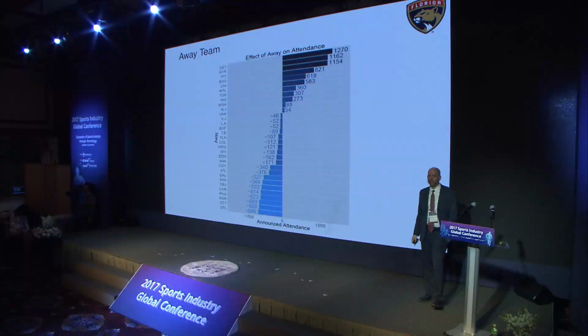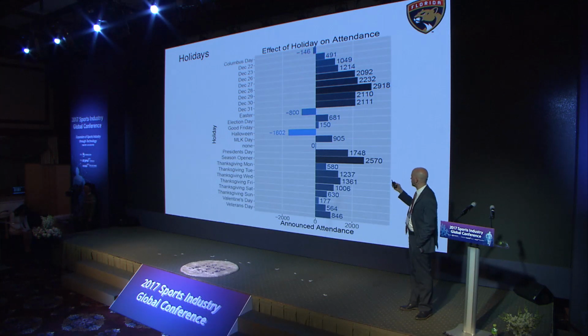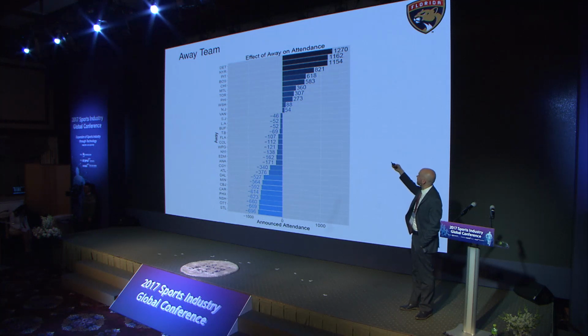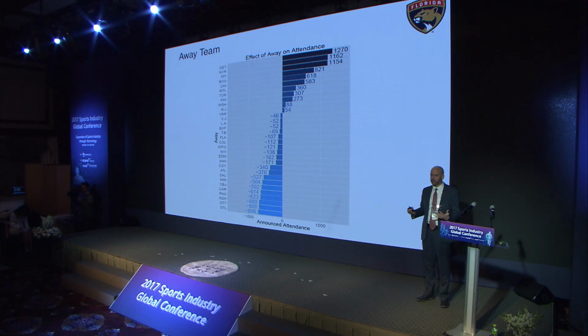This is another interesting one. How much of an effect does the opponent have on a game? Some opponents are very popular, and so they have a positive effect on attendance, and some aren't as popular and have a negative effect on attendance. It's sort of interesting that 6 of the first 7 teams at the top are the original 6 teams in the NHL. So they're the ones with the largest fan bases. It makes sense that they're at the top of this list because they've been around for the longest amount of time.